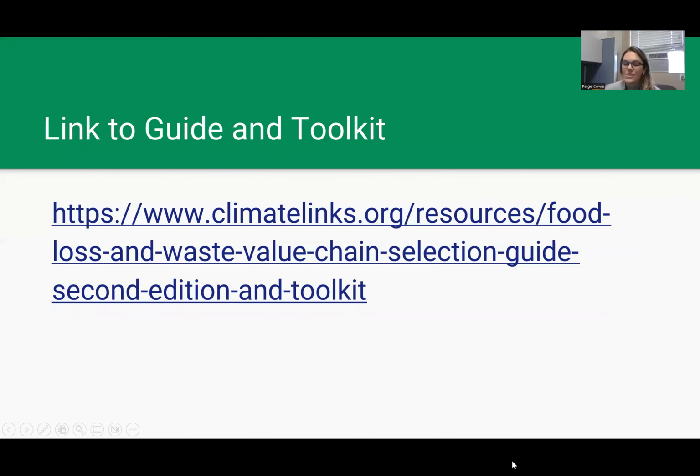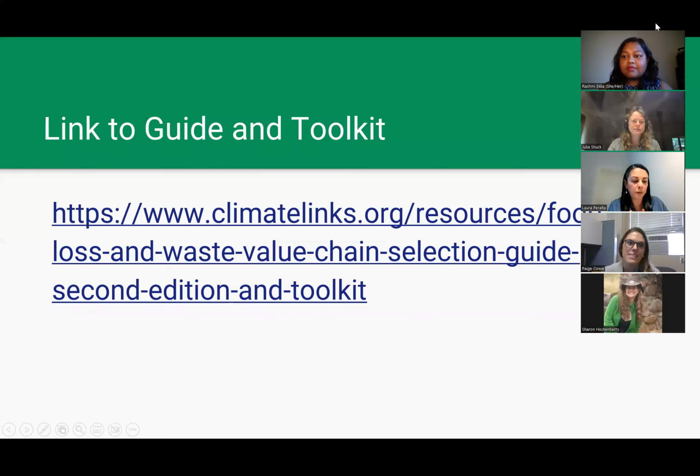Thank you very much, Laura and Julie, for that detailed presentation, helping us understand your experiences in piloting the tool in the field. That was really excellent.